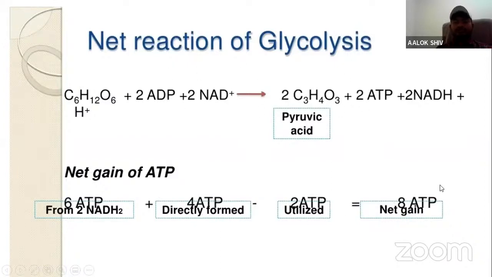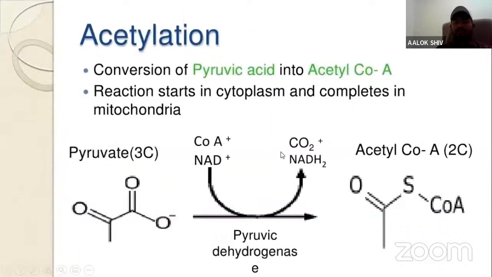The net gain in the glycolysis is 8 ATP, because 6 ATP come from the NADH2 and 4 ATP are directly formed in this process, and 2 ATP are utilized. That's why the net gain is 8 ATP.